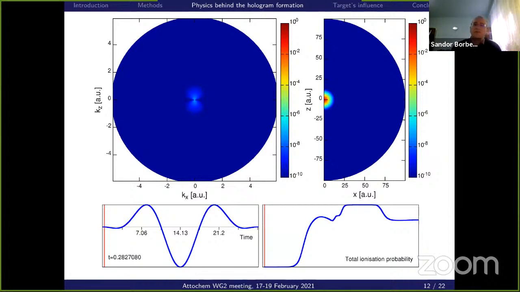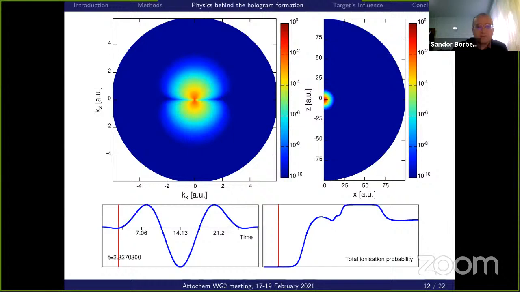Just to illustrate what's happening when a few-cycle laser pulse interacts with a hydrogen atom, I will show you a very short animation. You will see in this panel the momentum distribution of the continuum electrons. In the right panel, the coordinate space distribution of the electrons. Here you see the shape of the laser pulse, with a vertical red line indicating the actual time during the simulation, and the last figure shows the total ionization probability as a function of time.